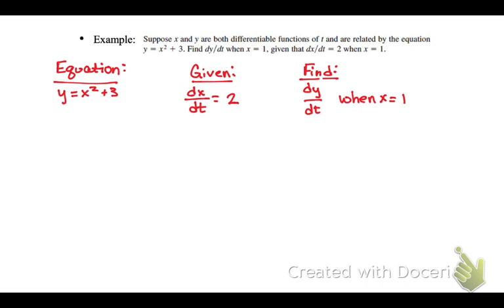So you're going to classify your information in terms of equation, given, and find. We now have to differentiate with respect to t. So d/dt of both sides. So we get what? y prime. Actually, I'm going to put dy/dt for a little bit so we can see it really definitely. And then what do we have? 2x dx/dt.